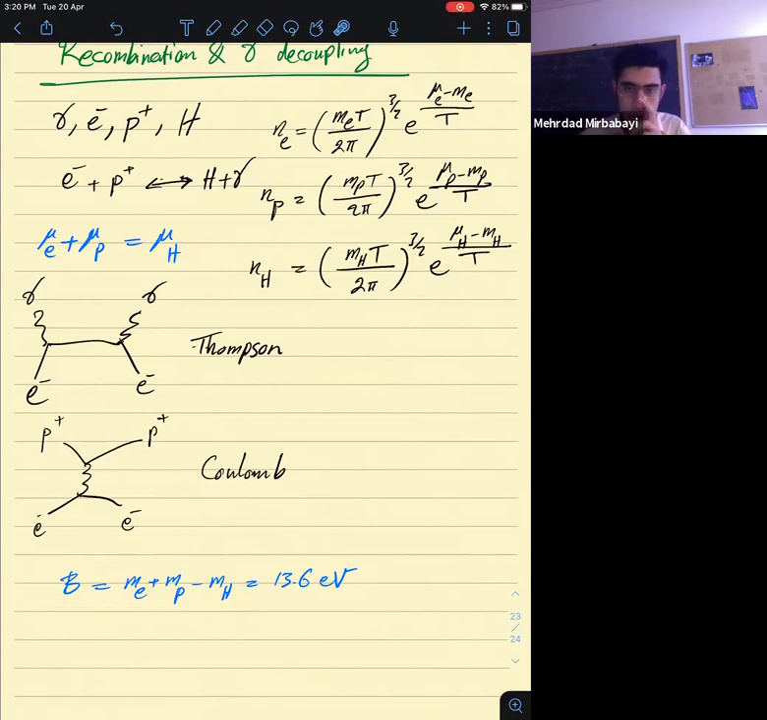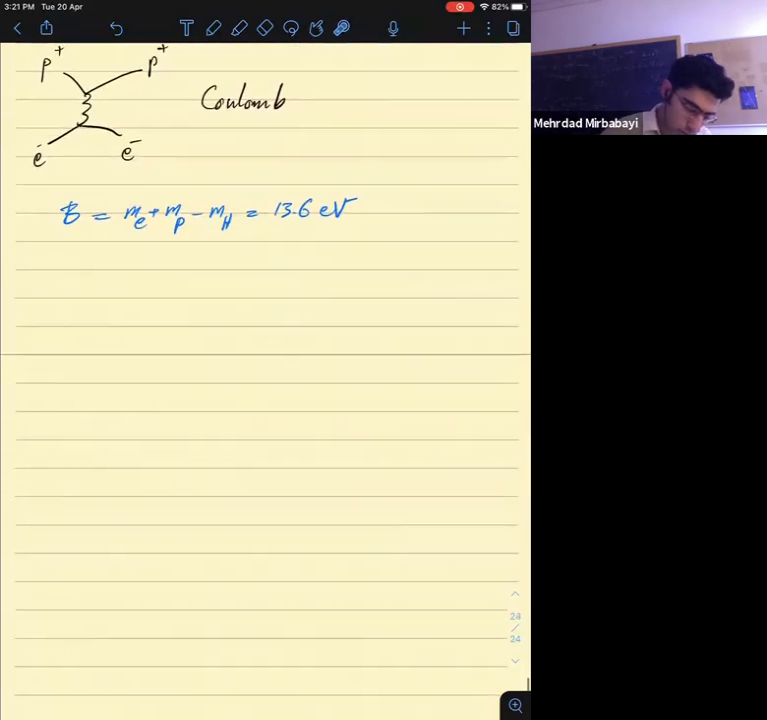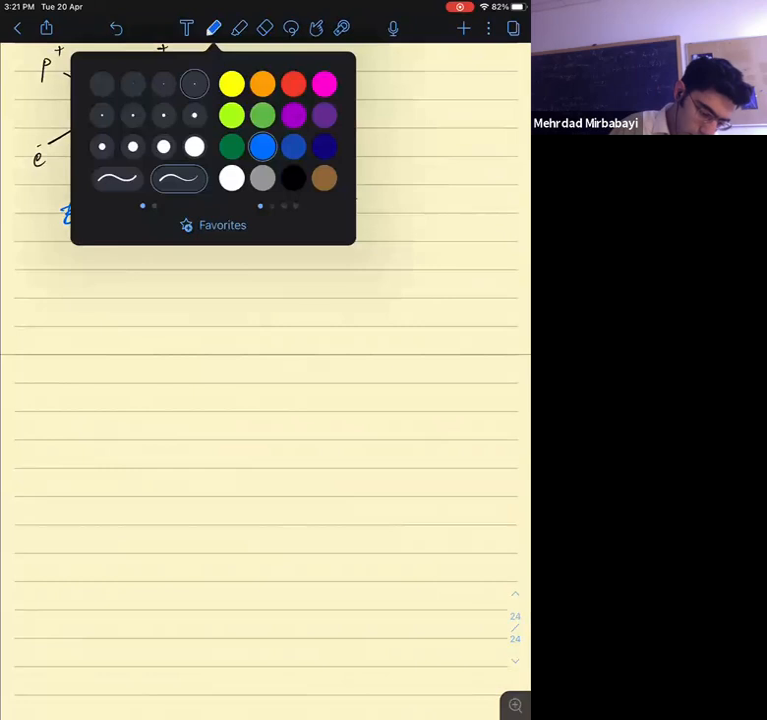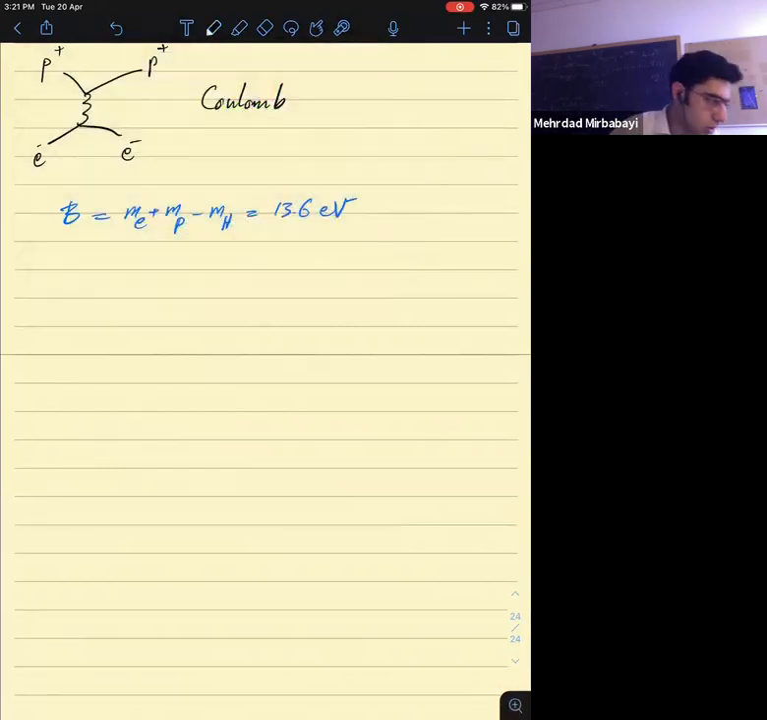So to determine this a bit more quantitatively, we manipulate these equations a bit to get rid of the chemical potentials, which are unknown here. At least this mu_H is unknown. So we have this equation. We can combine this to get rid of mu_H in this equation. So let us look at this combination.